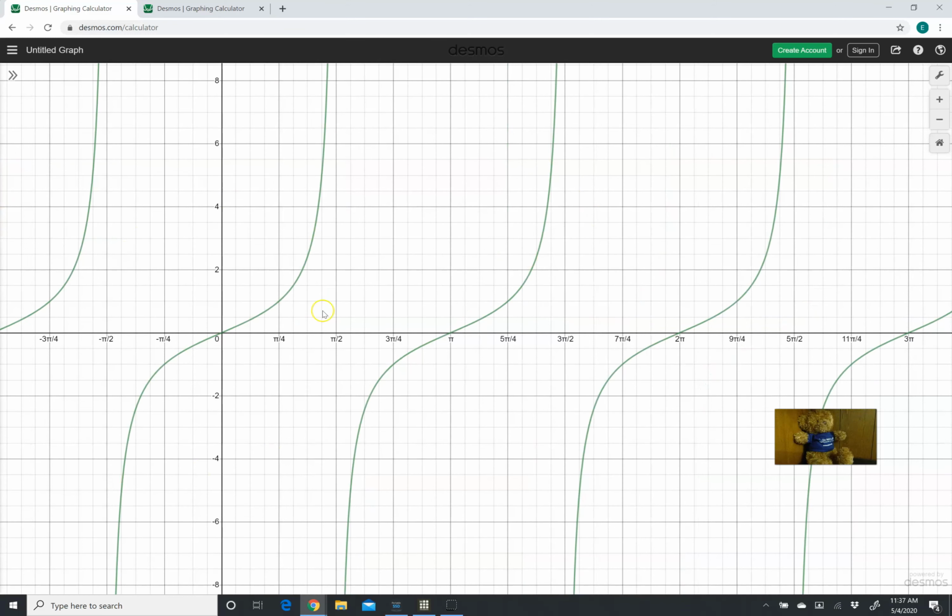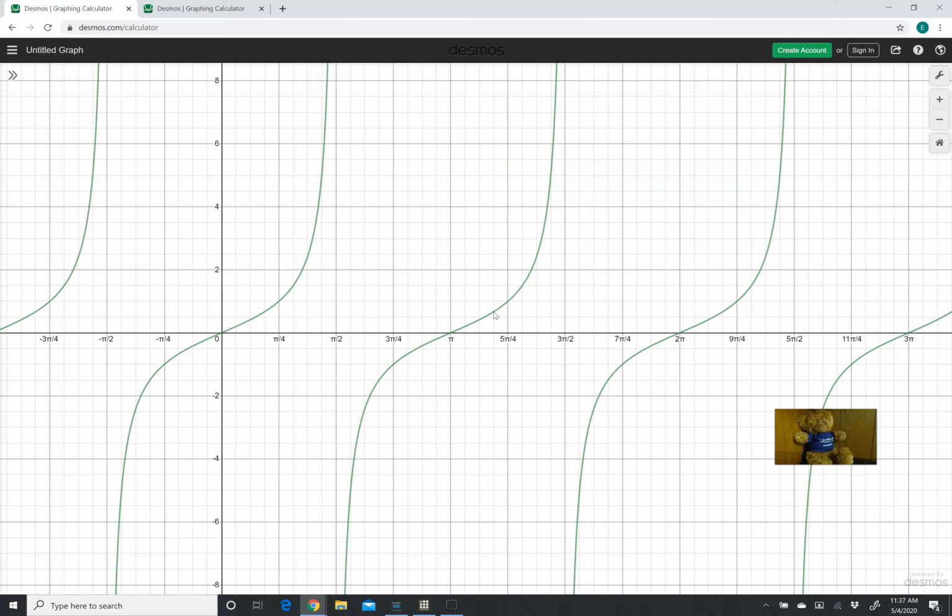This is what's going to help us identify tangent. Okay, so when you're asked to do this, you're going to get a graph and it's going to say, what is this a graph of? And you're going to have to identify the graph, okay, and explain why.